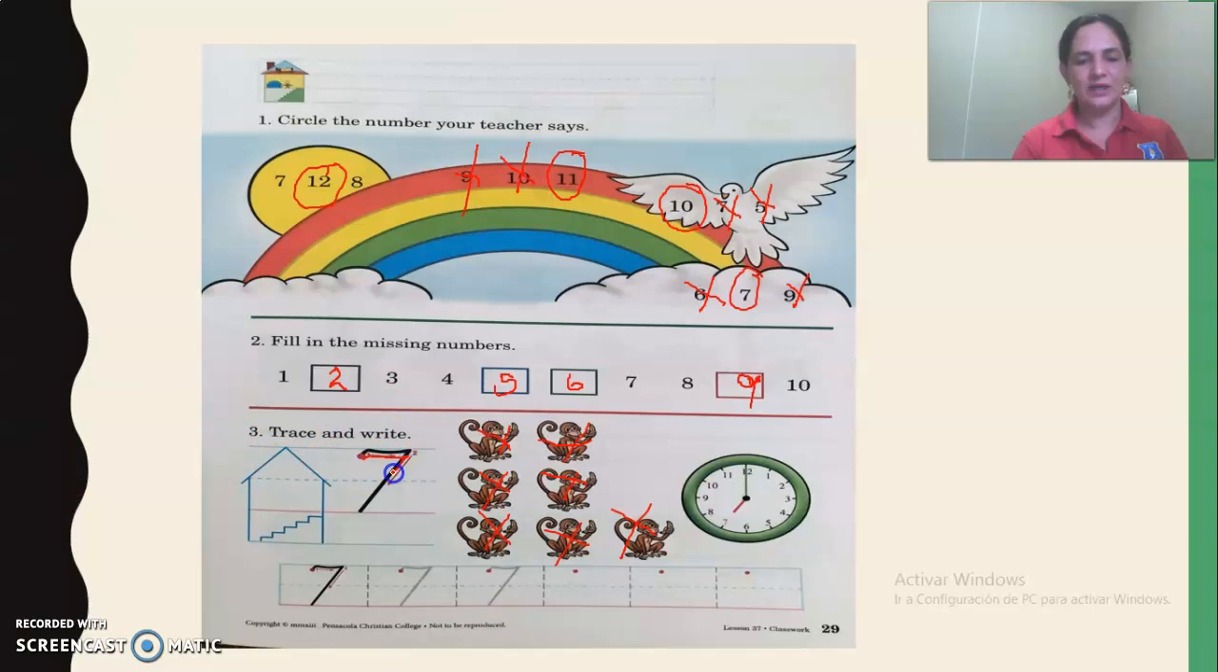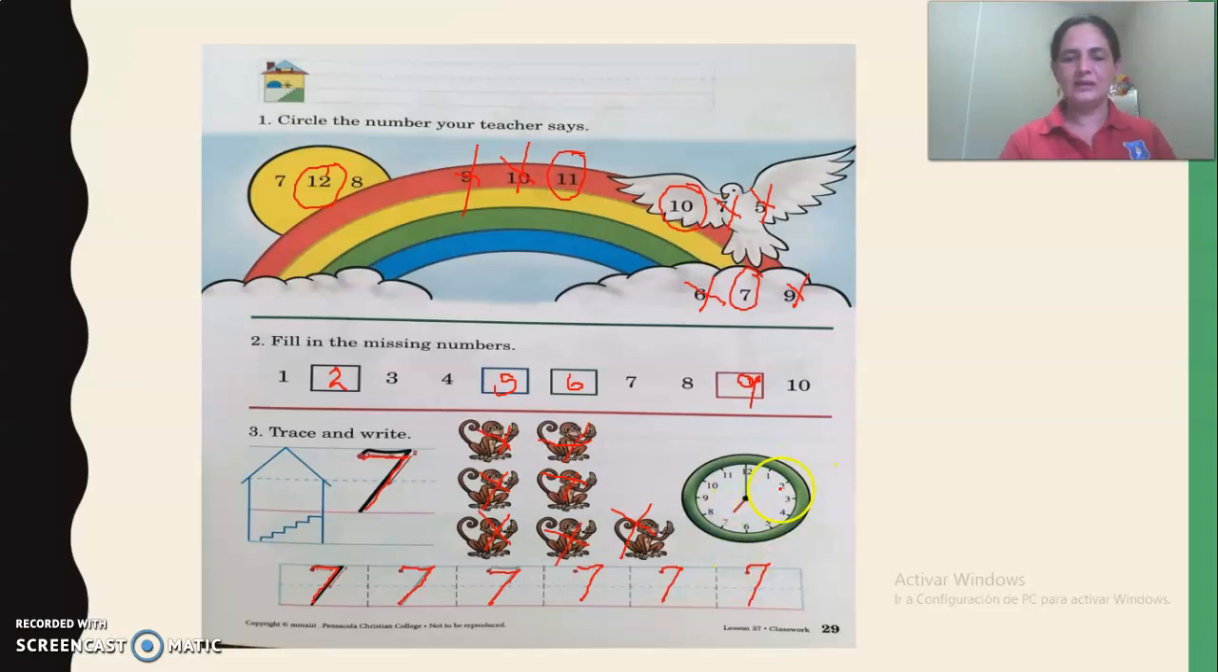We have to trace number 7. Let's trace number 7 here. Number 7, you have to start at the top, go to the right, and then go to the bottom. One more time, number 7. Yes? Okay. Yes, very good. Number 7.